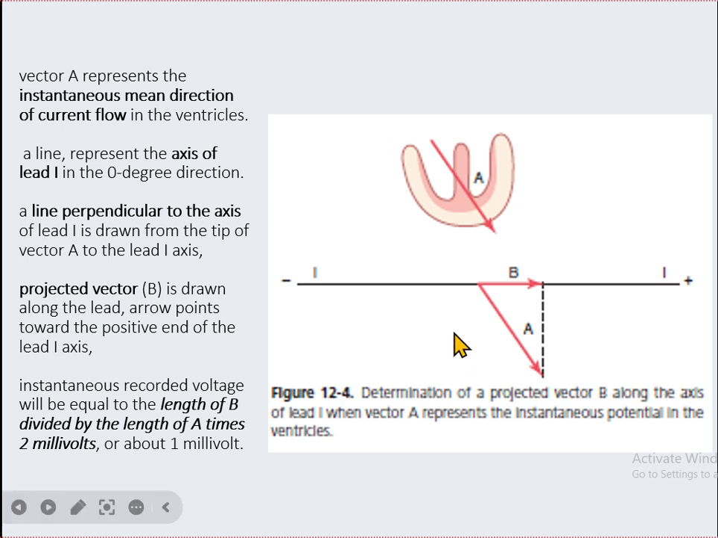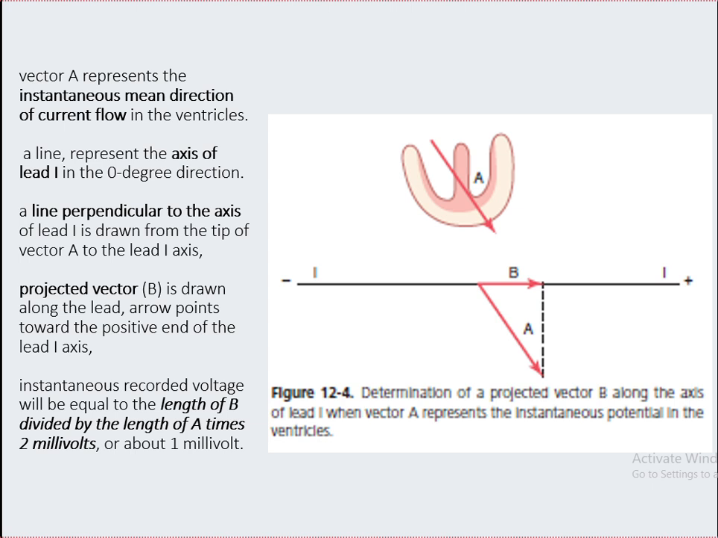So this is the mean vector A. Then they draw a perpendicular line. This theory is just something you have to put in your mind. It will make sense in the next slide. So if you have these dotted lines, they draw a perpendicular line from the baseline of lead 1 to this vector. Then they draw a projected vector B moving towards the positive terminal of the lead you are looking at. Now we are looking at lead 1, which is horizontal. So this is the projected vector B.